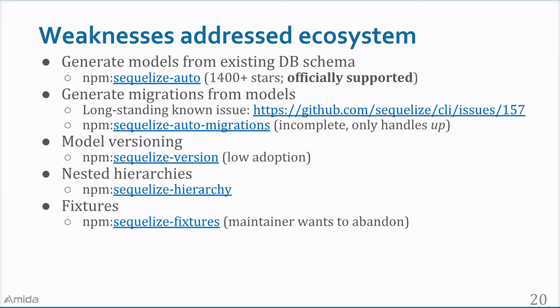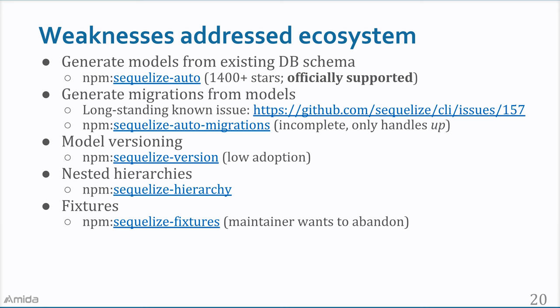If you want to generate migrations from models, there is a project called Sequelize Auto Migrations that's done by a third-party contributor. And this is a long-standing issue with Sequelize. This issue dates from like 2015. They know that it's a problem. You can't generate migrations from models. They just haven't got around to doing it. There have been attempts over the past 4 years of various third parties addressing it. Sequelize Auto Migrations is the latest one. It's incomplete, but it will give you a scaffold to start from, so you don't have to start from scratch.